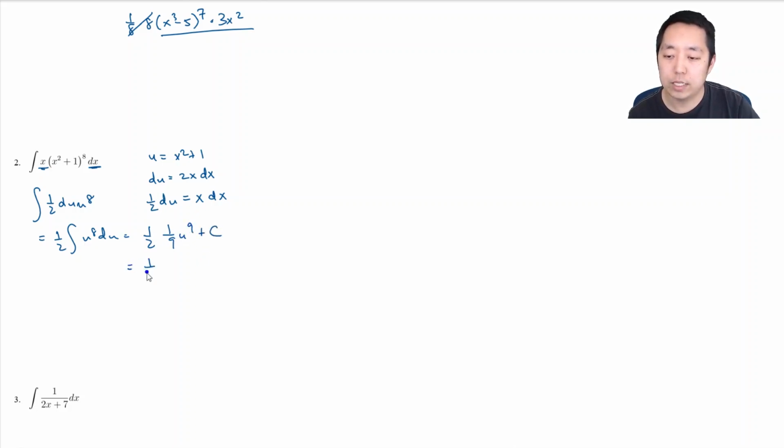And so that's 1/18. And then u to the 9th I replace, because I want my answer in terms of x squared plus 1 to the 9th plus c. Okay.